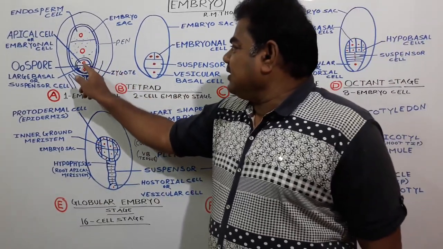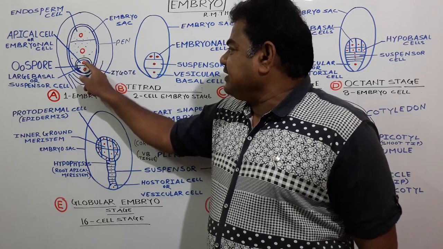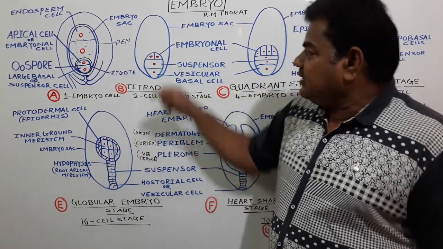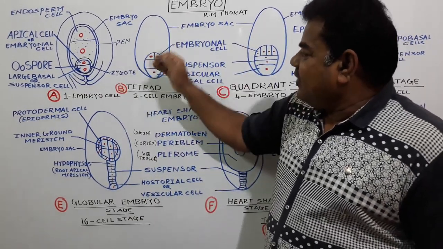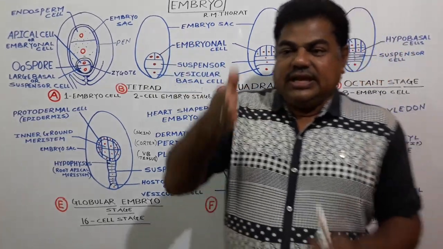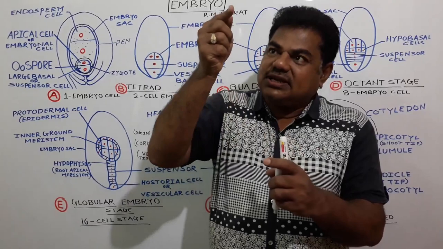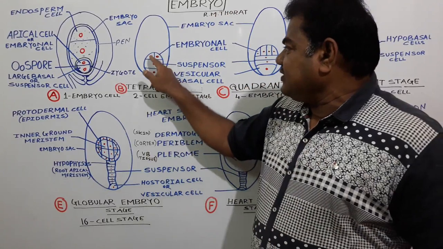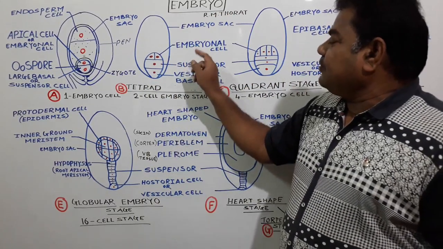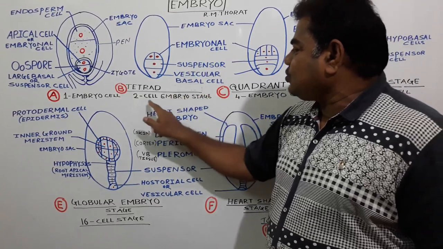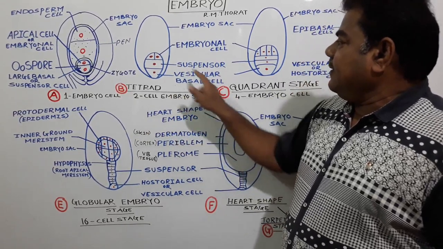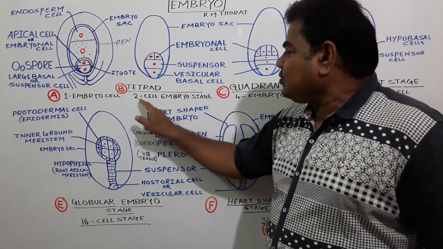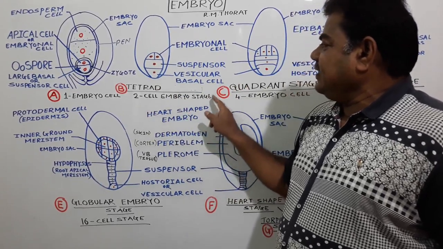Now this embryonal cell, in this B stage, the second stage, divides vertically, or longitudinally, and one cell divides into two cells. This one cell, and this is the two cell. Now the stage we call the two cell embryo stage. This embryonal cell divides into two cells, and we call it the two cell embryo stage.